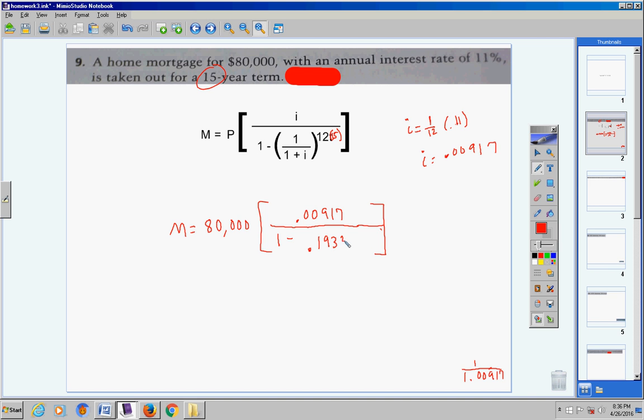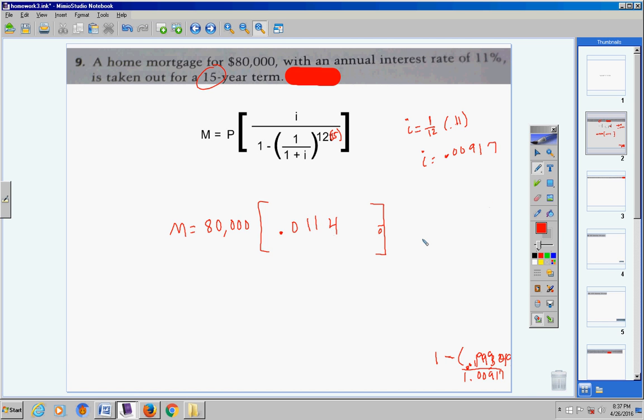0.19338, so 0.1934838996. So 1 minus this will give us 0.8066. Now I'm going to divide with my calculator: 0.00917 divided by 0.8066. And we will get 0.011368702.